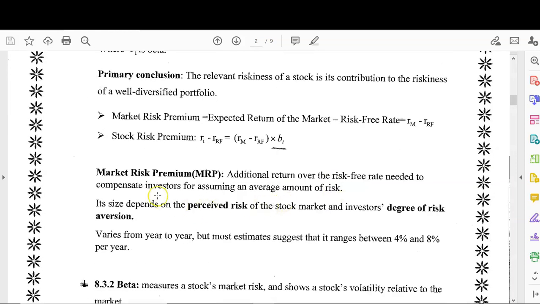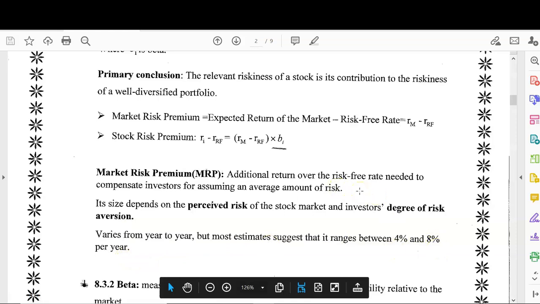Okay, more discussion on market risk premium, MRP. It is, again, additional return over the risk-free rate needed to compensate investors for assuming an average amount of risk. Its size depends on the perceived risk of the stock market and investors' degree of risk aversion. It varies from year to year, but most estimates suggest that it ranges from 4% to 8% per year.